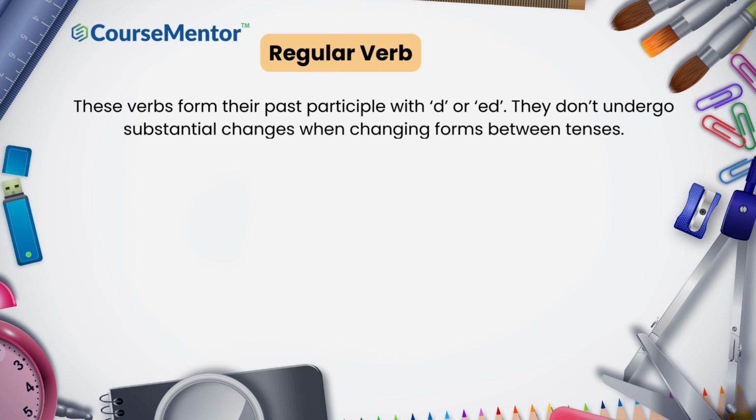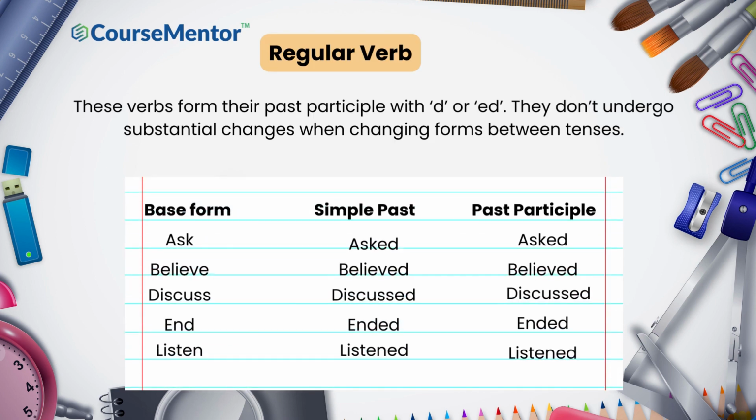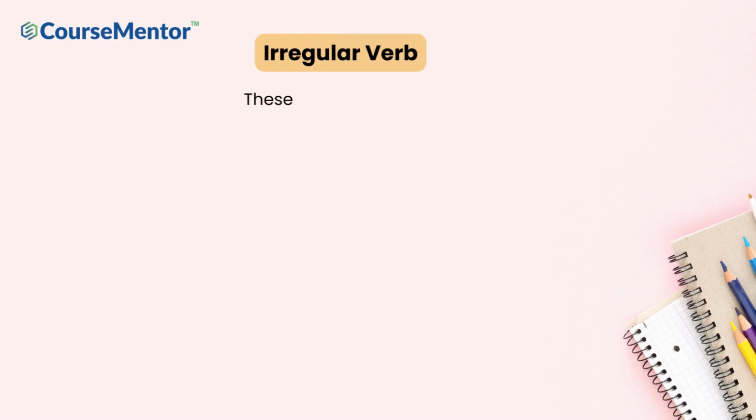Regular verb. These verbs form their past participle with d or ed. They don't undergo substantial changes when changing forms between tenses. So here is a table. We have base form, simple past and past participle. Ask, asked, asked. Believe, believed, believed. Discuss, discussed, discussed.